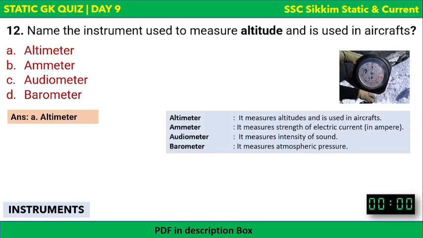Ammeter, I think you should know. It's the instrument used to measure the strength of electric current. Audiometer measures the intensity of sound, as it says, audio. And barometer, this question also has been asked in a lot of competitive exams. It measures atmospheric pressure. I remember one more thing, which is lactometer. Lactometer also measures something. I think it measures the thickness of milk or something, as far as I can remember. Please correct me if I'm wrong. This question also I have seen in many exams.